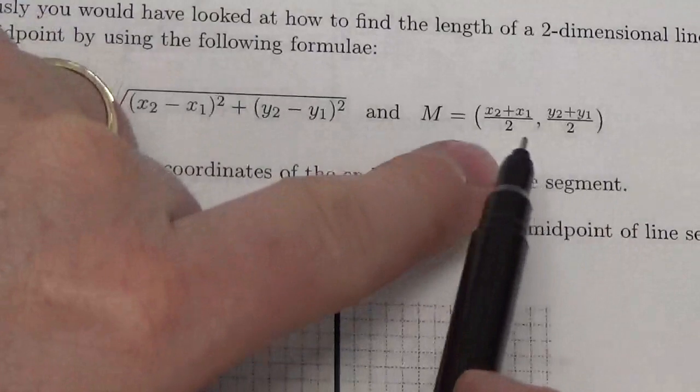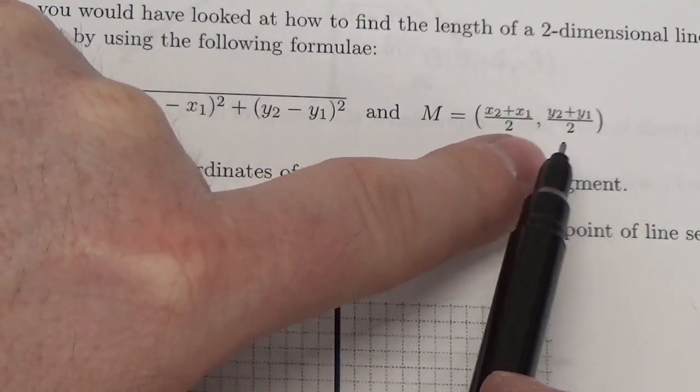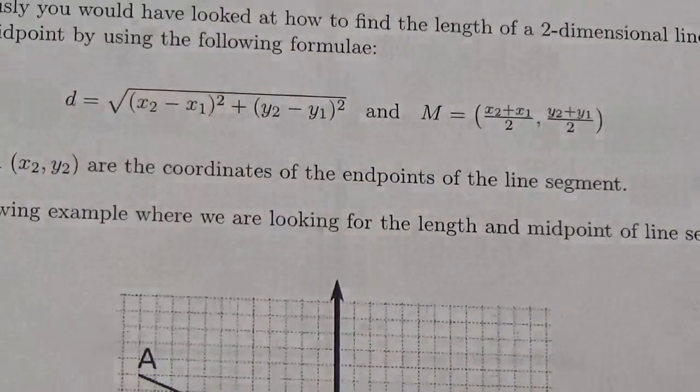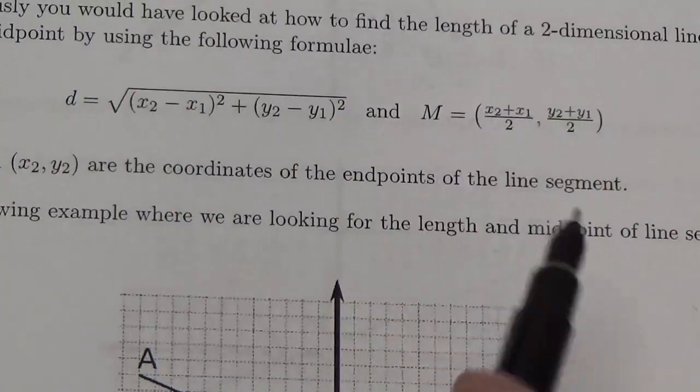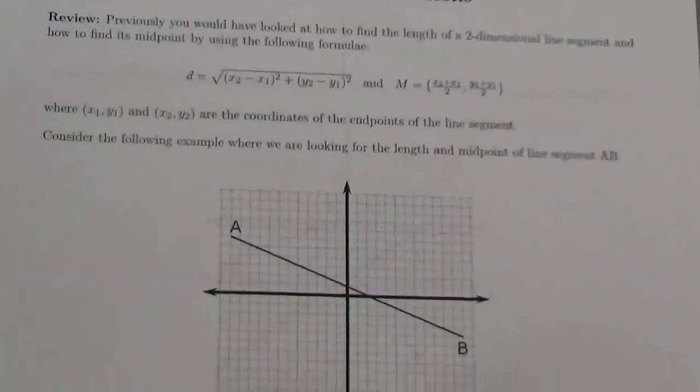Okay? Here, with the midpoint, you look at x2 plus x1 divided by 2, y2 plus y1 divided by 2. This is also an operation that you would have done quite a bit. Okay, now let's take a look back at a diagram here, and we'll talk about it a little bit.